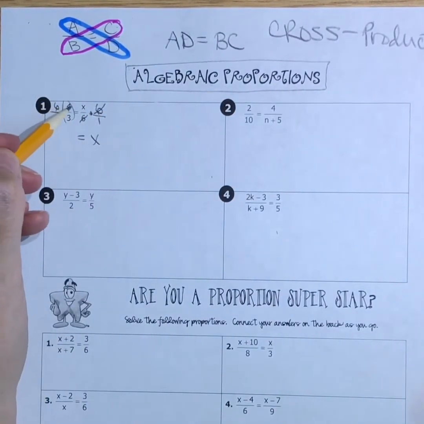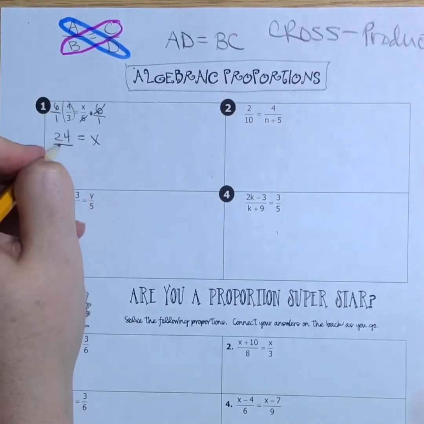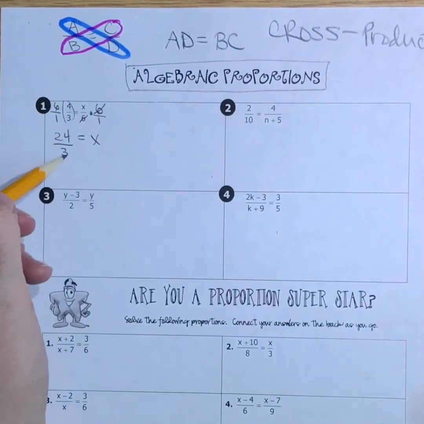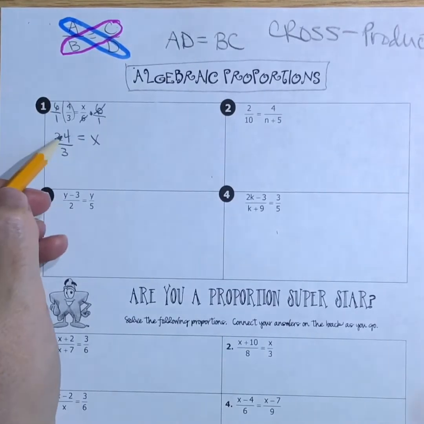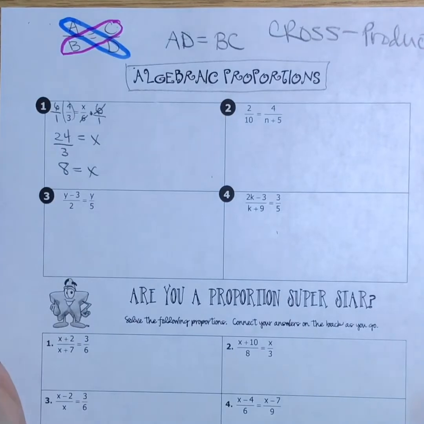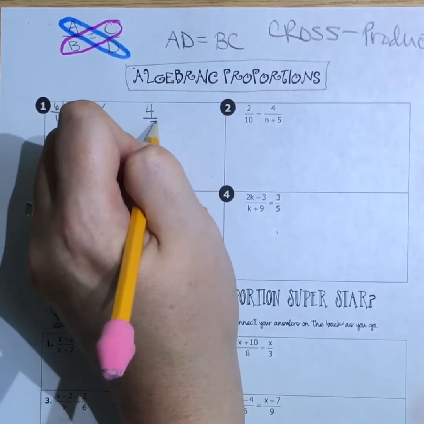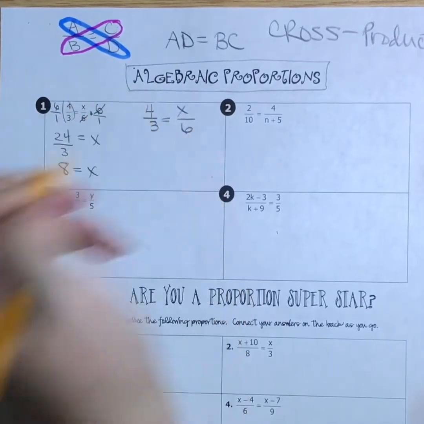And then I could multiply straight across. 6 times 4 is 24 over 3, and then basically I just do the division. Well, what's 24 divided by 3? That's 8. So x equals 8. Now let's go back to the original. So the original problem was 4/3 equals x over 6.